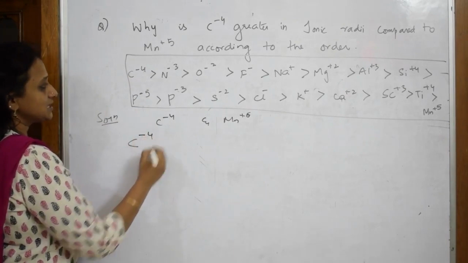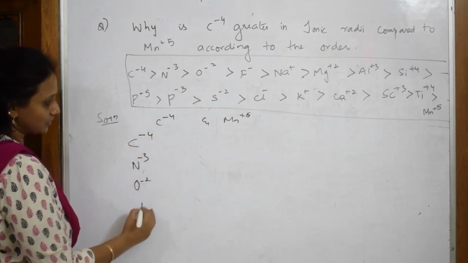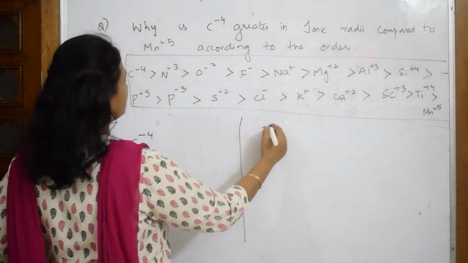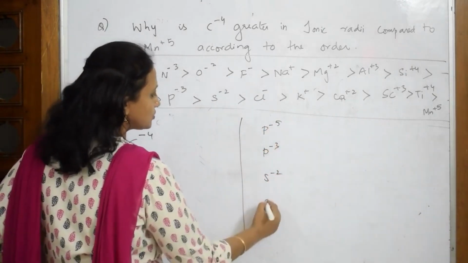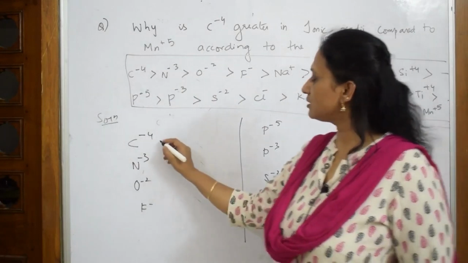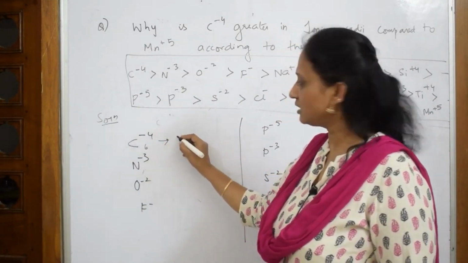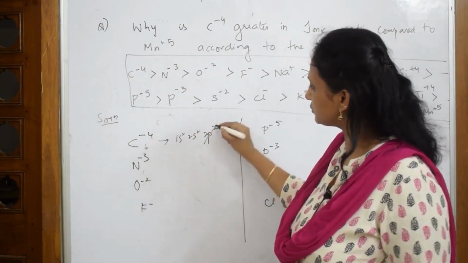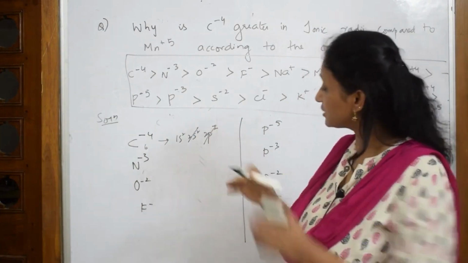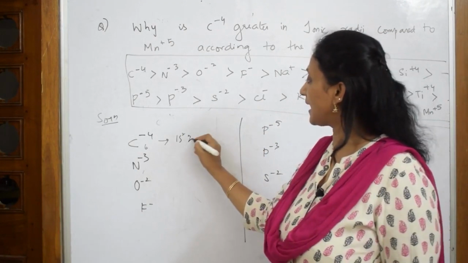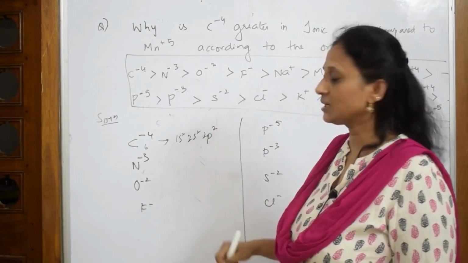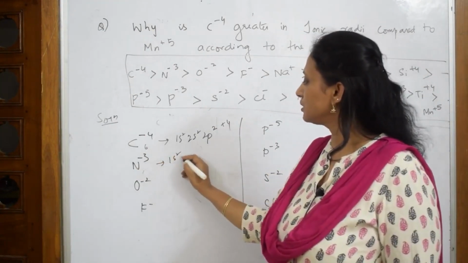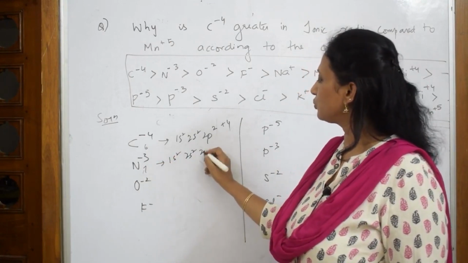Suppose I take the first one, C minus 4. Let me take some randomly, F minus, minus 5, minus 3, minus 2, minus. Here, if it is minus 4, the atomic number is 6, isn't it? Minus 4 means you need to add 2p2, that means you're adding 4 electrons to this. Next: 1s is 2, this is 7, 2s is 2, 2p.